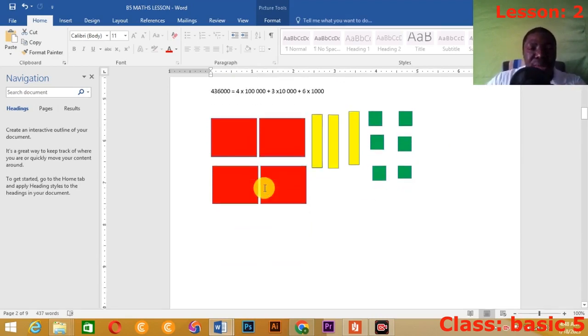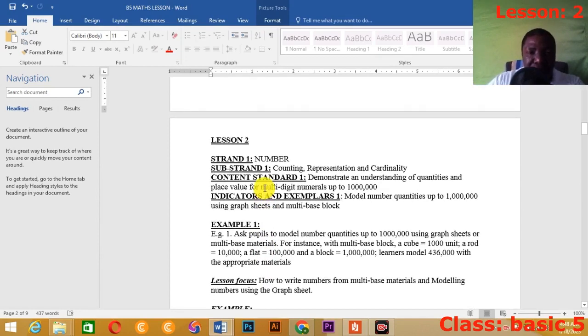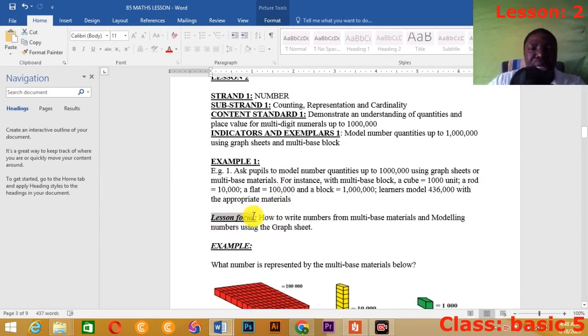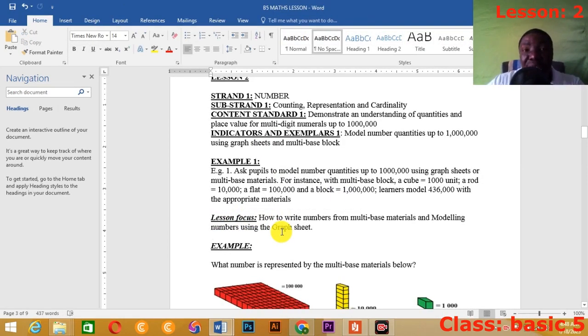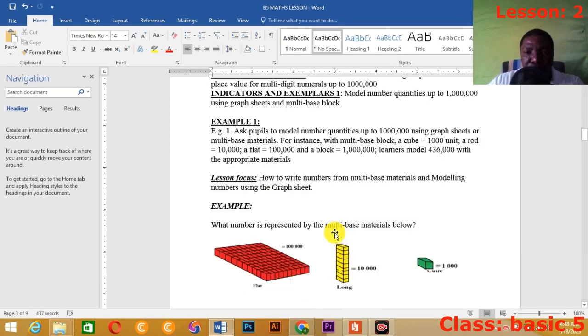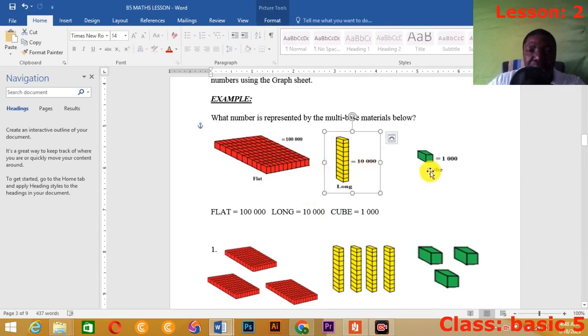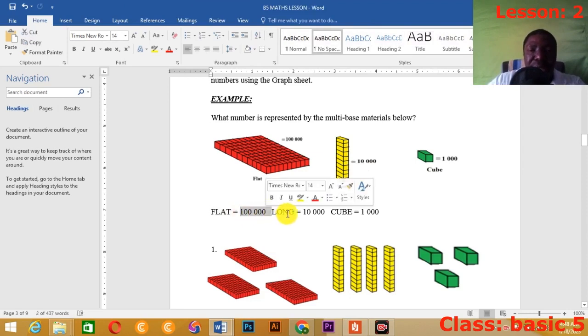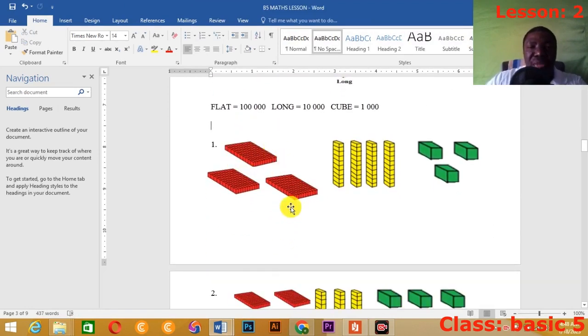This lesson, we are going to look at the next step. Today is a different thing altogether. Our lesson focus, based on the new syllabus, is to write numbers from multi-base materials and model numbers using the graph sheet. Very important. We are still holding on to our flat, our long or rod, and the cube. A flat is equivalent to 100,000, a long 10,000, a cube 1,000. Are we clear?